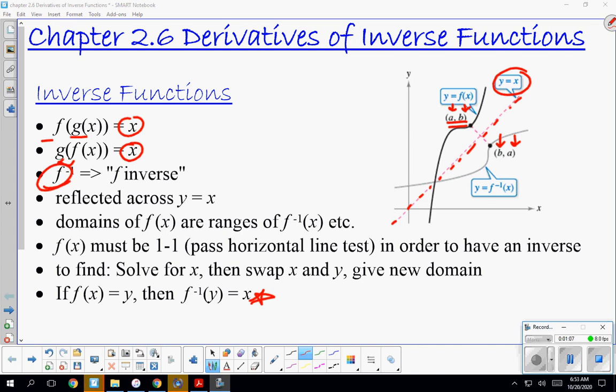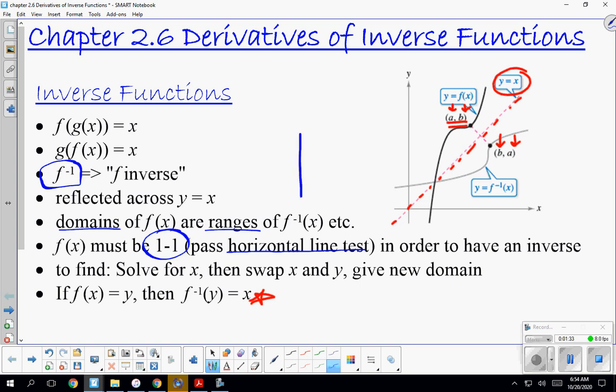When we see this notation that is read as f inverse, it doesn't mean f to the negative first power, which does get confusing. But on the AP test, there is a blurb in the beginning that says that denotes f inverse. So again, it's a reflection. Domains and ranges are switched. It does have to be 1-to-1. And all that means is it has to pass the horizontal line test in order to have an inverse.